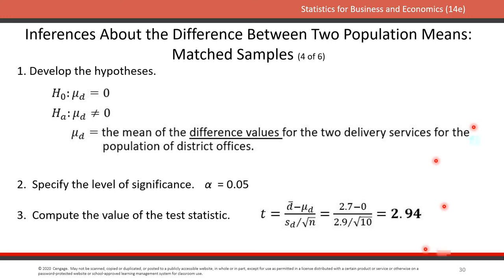So in this case, I've got 10 data points for those differences. So I've got the mean of the differences divided by the standard deviation of the differences over the square root of n, and 2.94 is my test statistic. This is a test statistic indicating the differences between those after accounting for the city.